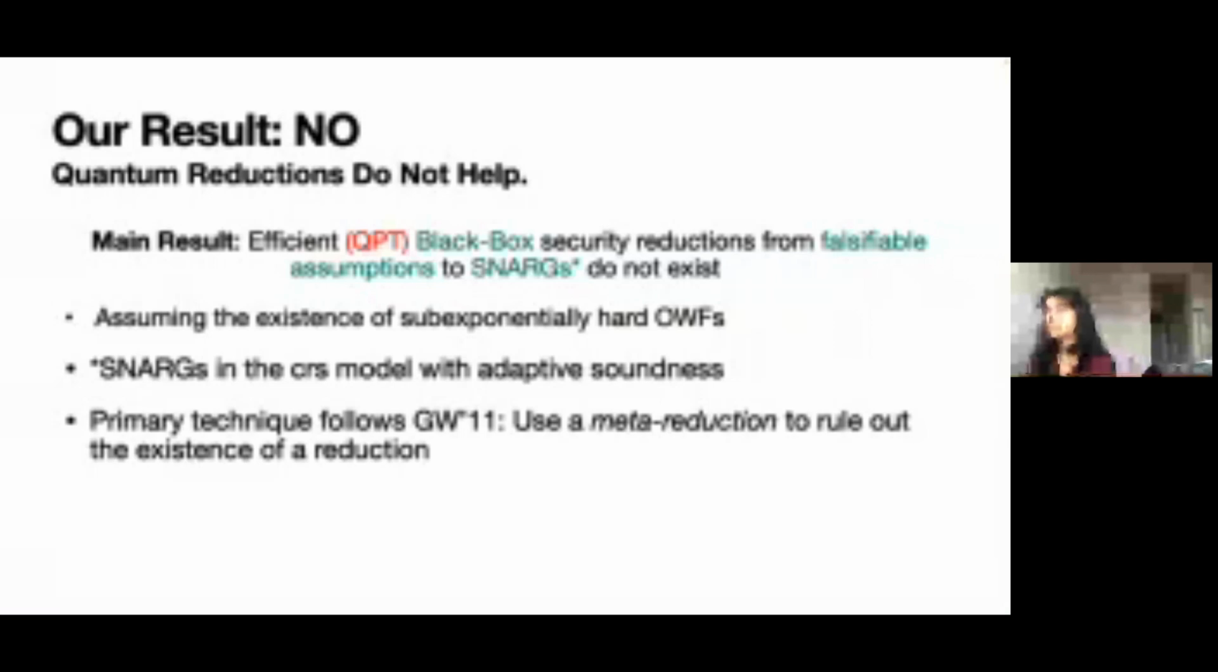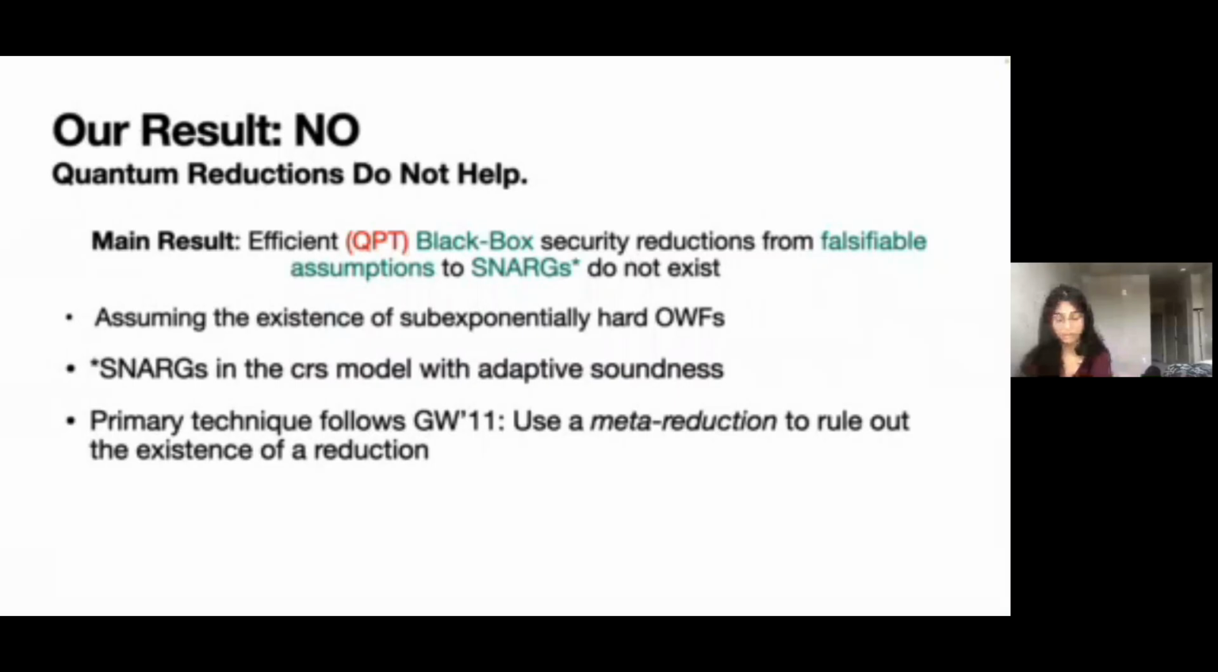So before you go on to the techniques, why is it a restriction that you're looking at SNARGs in the CRS model? Is it correct to say that SNARGs in the plain model with adaptive soundness are also ruled out? Because it looks like even if you're given a CRS, you're still not able to construct them from falsifiable assumptions. So I would imagine your result is stronger. Yeah, it's stronger than considering it without a CRS, but it's not stronger than considering non-adaptive soundness.